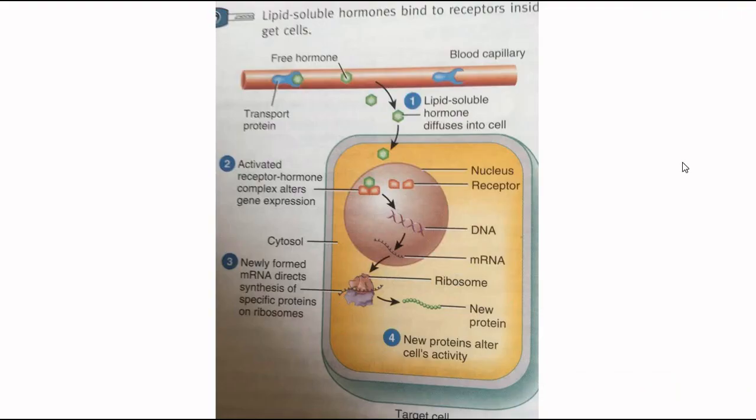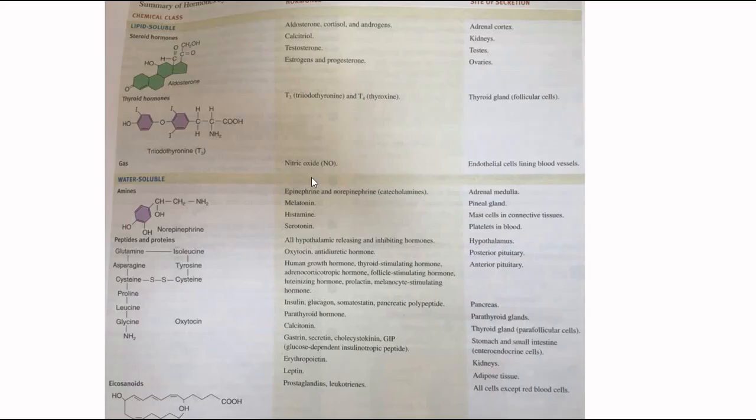And you can see this from another version of the same thing here. You've got your lipid-soluble hormones that come in, they'll diffuse into the cell, they'll cause some kind of complex, and that will then cause transcription to occur, and this makes a new protein. That's going to change the activity of the cell itself. Now you will look at some of these examples in chapter 19 more directly anyway.